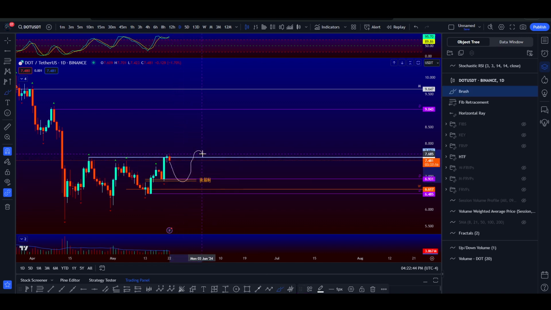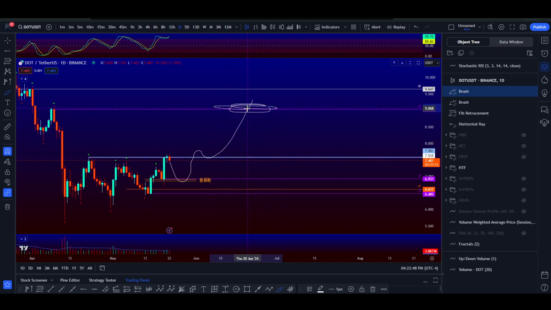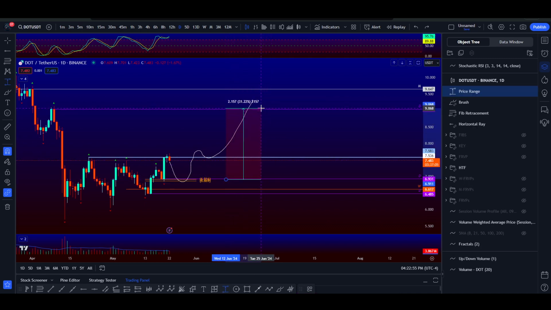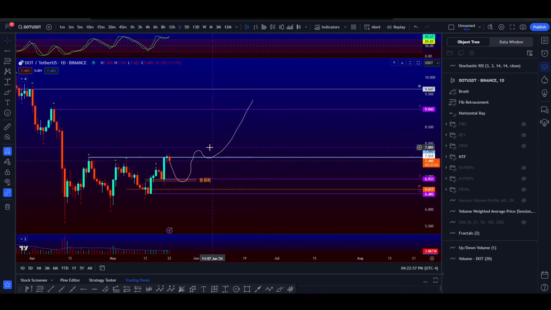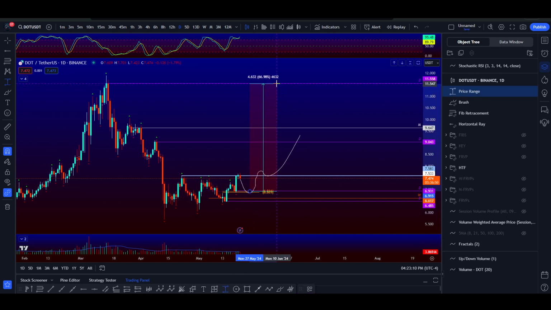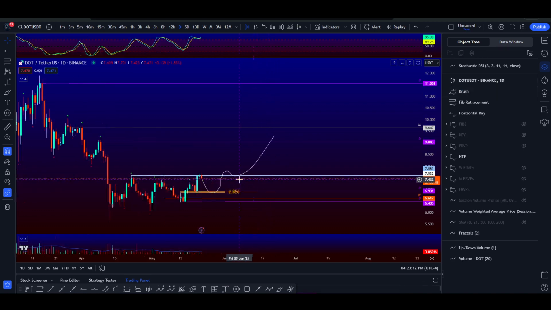flip this support, this resistance into support before aiming for this daily level above, right? Now that would be, from this entry, you're looking at about a 30% move in price. Now, if we start to flip these levels, then yeah, you can start to look at the high, this pivot high, as the next target, right? And if you were to get in at this level here, that's a 66% gain, so massive gains.